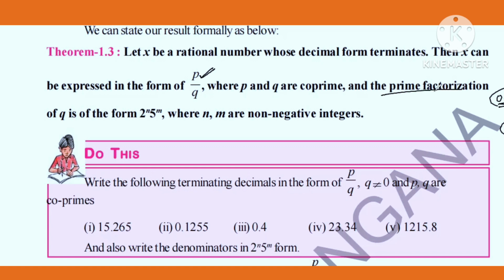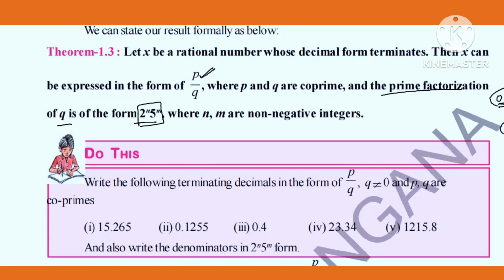The prime factorization of q is in the form of 2 power n and 5 power m, where n and m are non-negative integers. It means if the decimal is a terminating decimal, and you write it in the form of p by q, the denominator will be in the form of 2 power n and 5 power m. What is the meaning of that? We understand by using some examples.